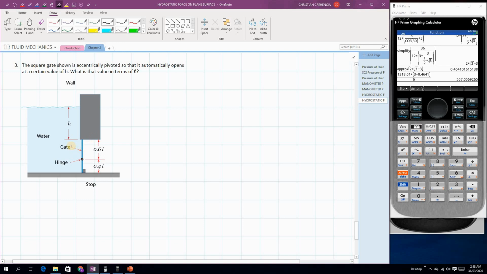So habang lumalalim yung depth, tumataas. Okay. So kung ito yung centroid ng area natin somewhere dito. Okay. Yung distance E natin is lumiliit. Okay.